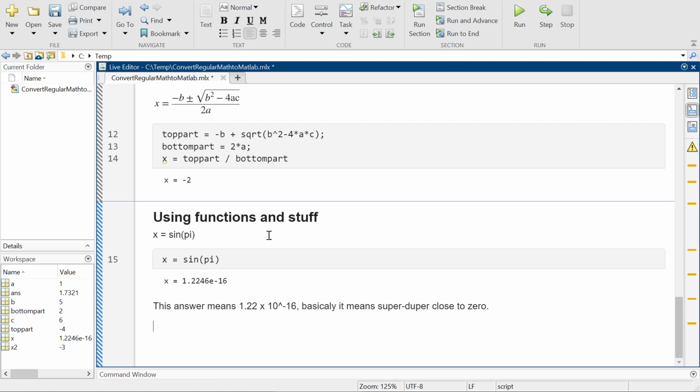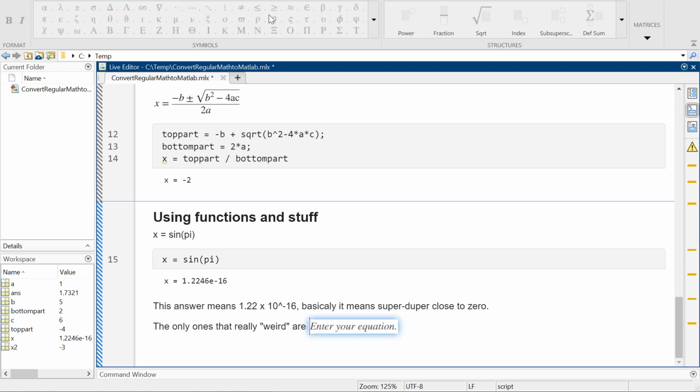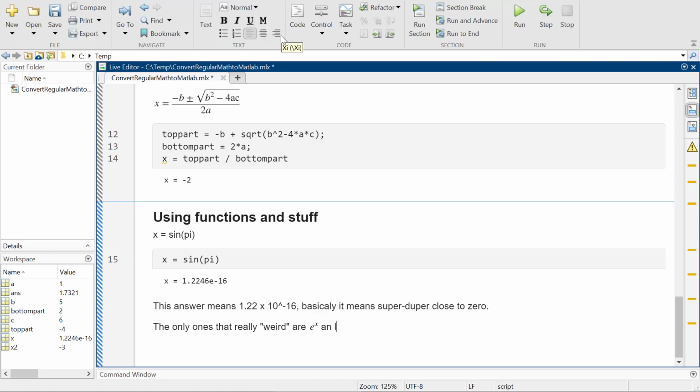The only ones that are really weird are the exponents, like the e to the x thingies, like e to the whatever, and logs.